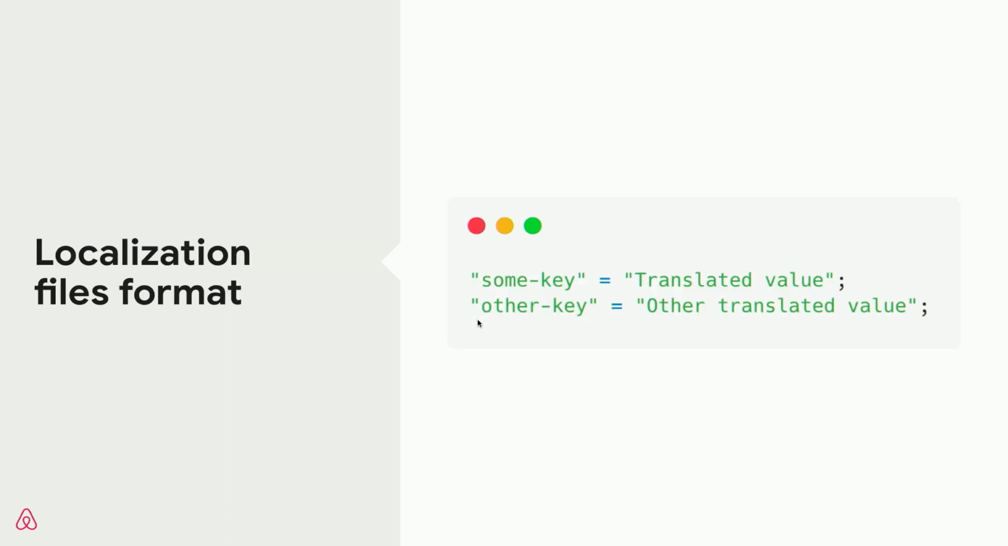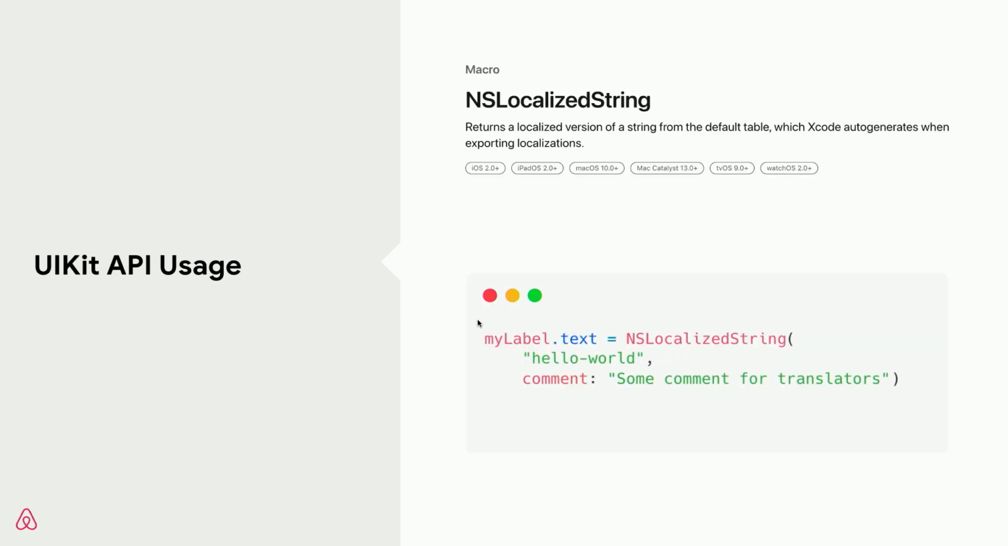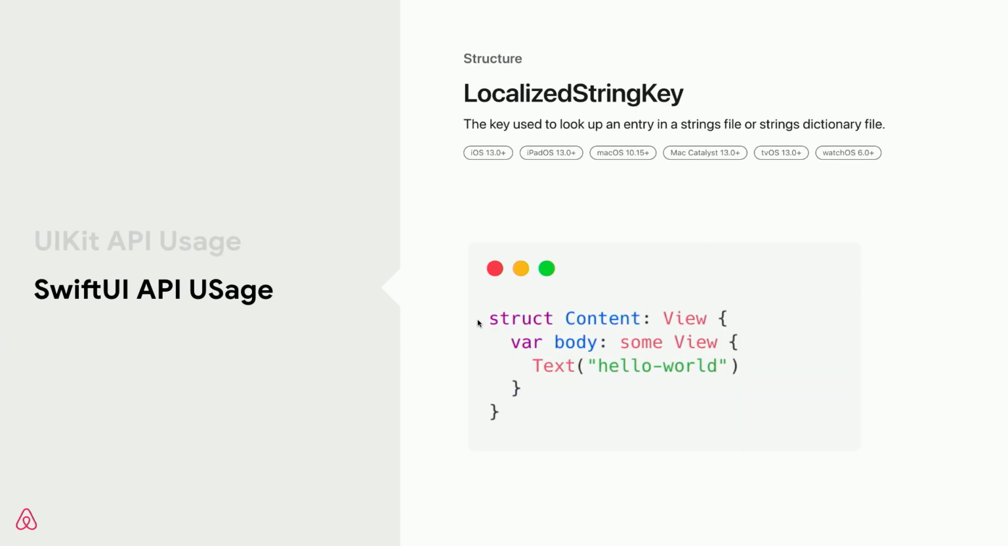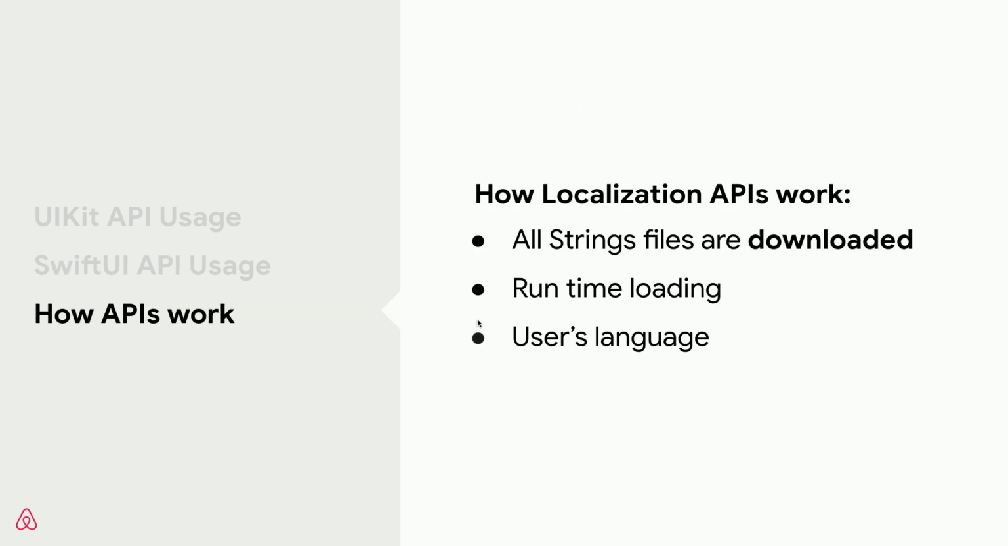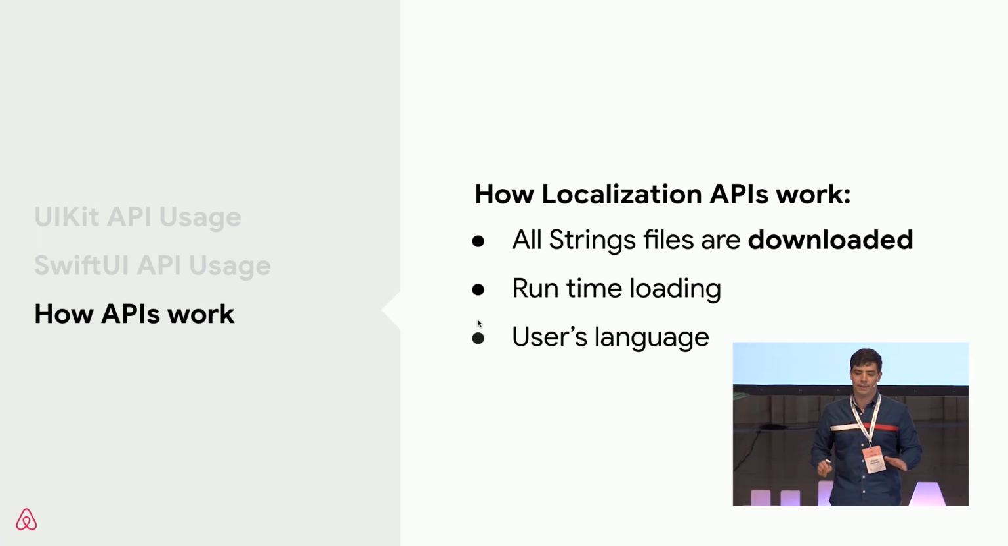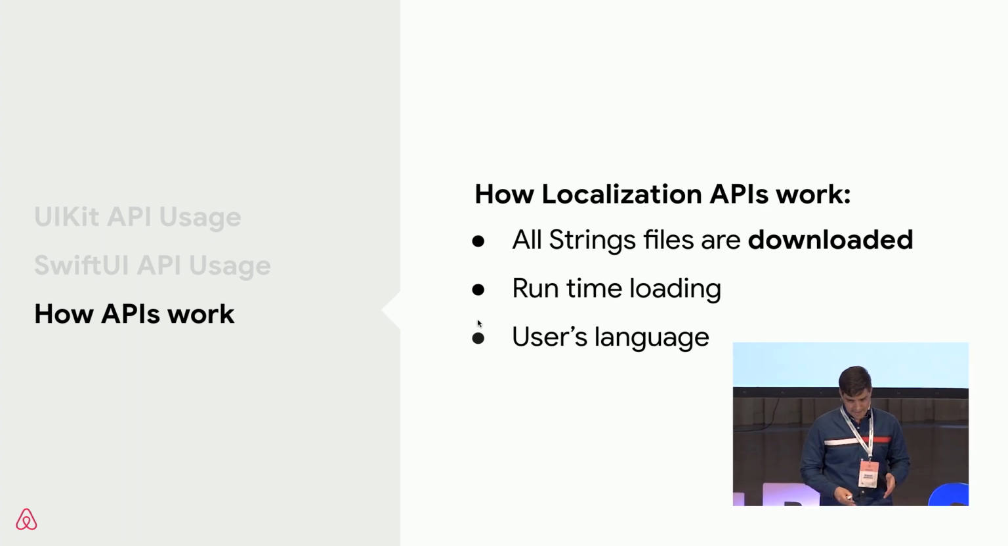The format, we already reviewed that earlier today. It's a set of key value pairs. The API usages: for UIKit, we would use NSLocalizedString. We already saw that. For SwiftUI, we would use something called LocalizedStringKey that we also reviewed earlier. So let's just skip through that. And let's review some takeaways about how localization APIs work.